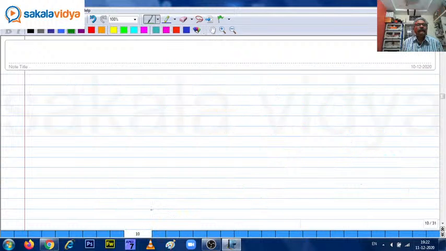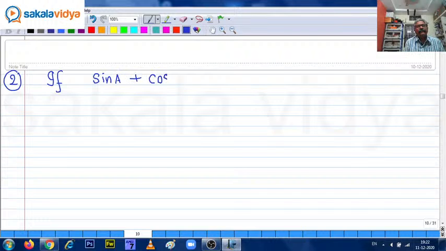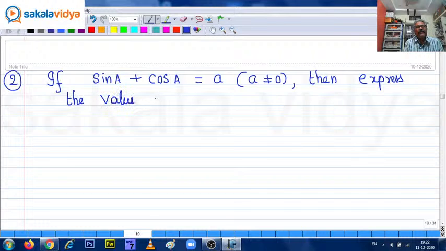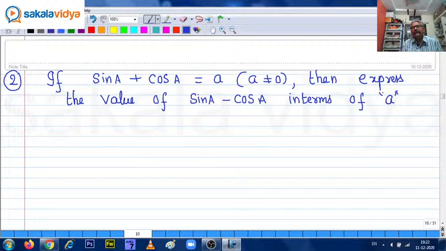Okay, now second question. If sin A plus cos A equals to A, in brackets A does not equal to 0, then express the value of sin A minus cos A in terms of A. Just think about this question.